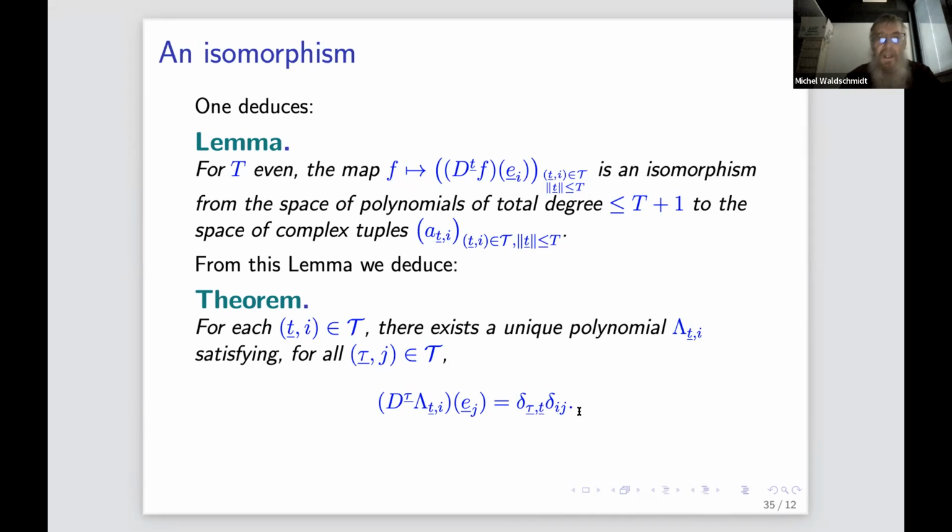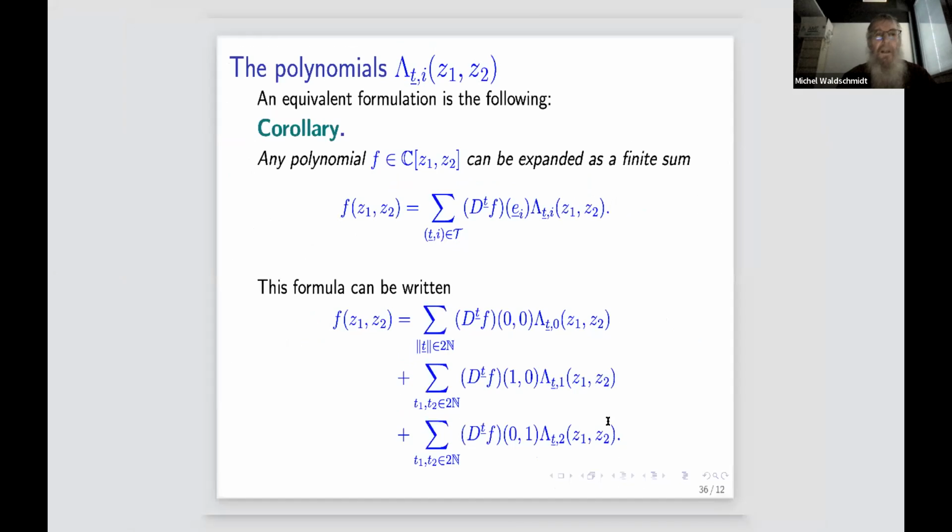And from this generalization, we deduce that any polynomial can be expanded in a unique way as a sum where you have the derivatives of f at ei for ti in T times these polynomials lambda t0, lambda t1, and lambda t2. So this is the generalization in two variables.